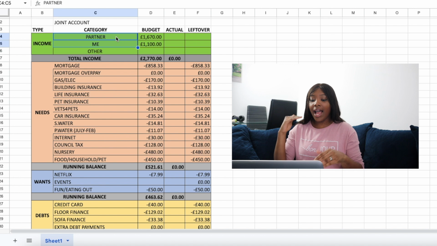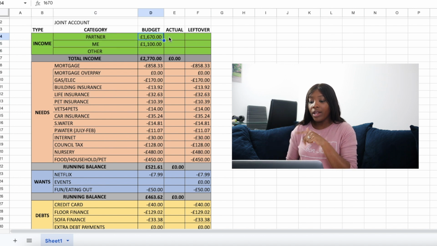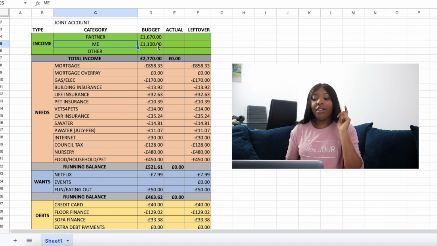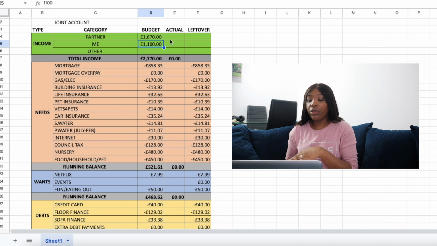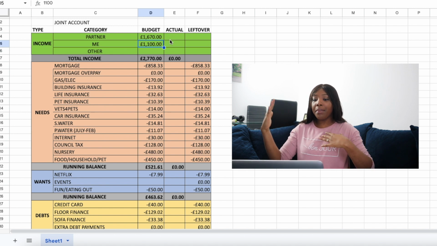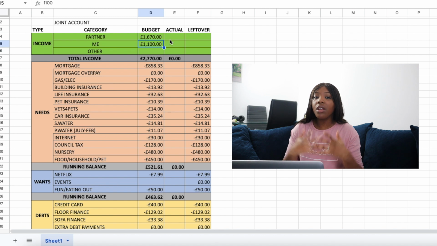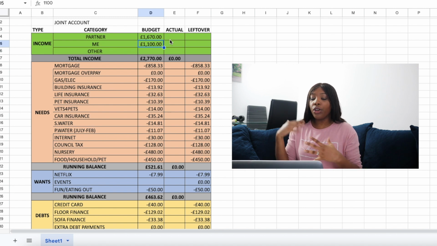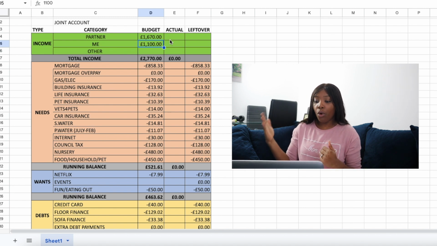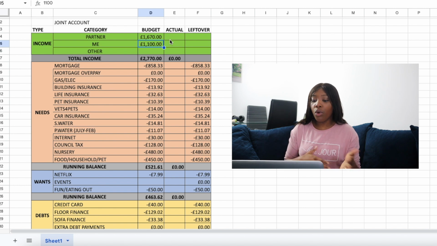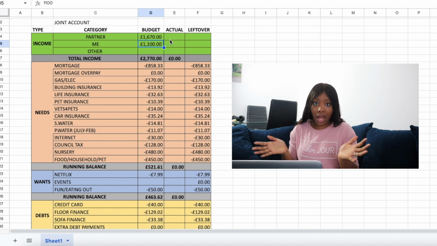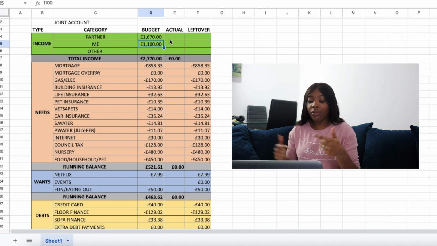Because this person has their partner putting in 1,670 and themselves putting in 1,100, I would assume that they've maybe divided the amount that they have to put into this pot by their income. So it could be that the partner is earning more, so they're obviously contributing more compared to the person who has sent me the budget. That's just what I'm assuming. I might be wrong, but looking at the numbers, that would probably make more sense to me.